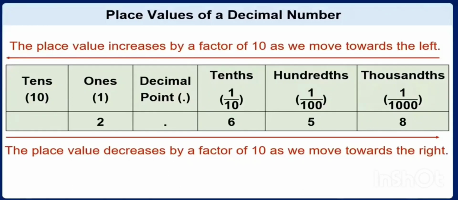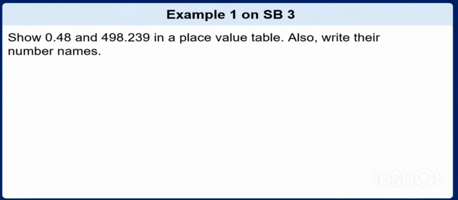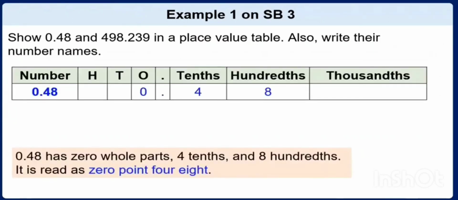Now, let us solve a question based on what we just learned. On placing 0.48 in a place value table, we see that 0.48 has 0 whole parts, 4 tenths and 8 hundredths. So, it is read as 0.48.